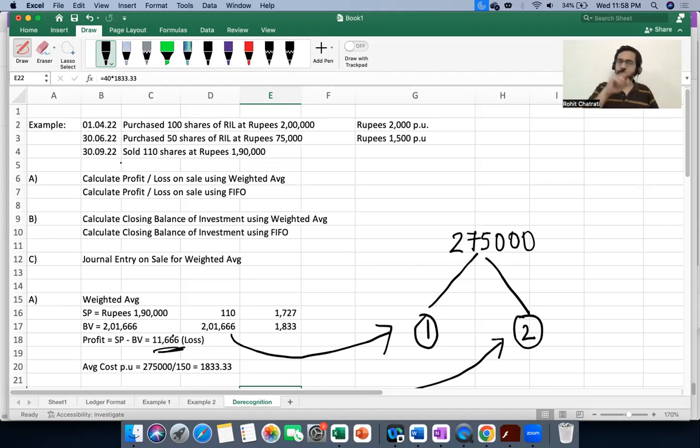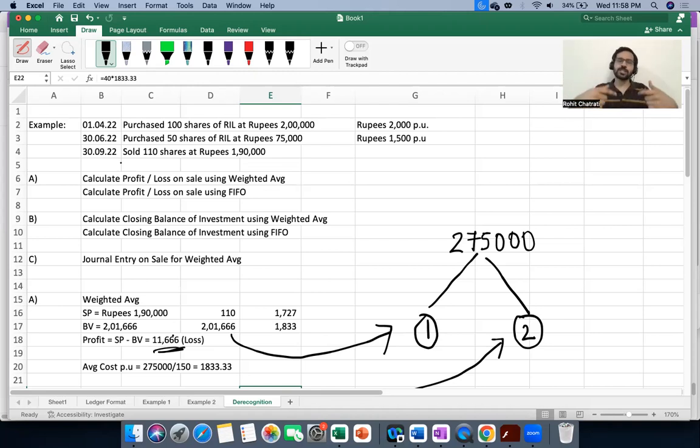On a totality basis, the sum total of the journal: investments was credited by 1,90,000 and investments was credited again by 11,666. Therefore, it was credited by 2,01,666. All right. So ultimately, what you credited your investment account is to the tune of the carrying amount of the investment sold. The cost of the investment sold is what you have actually credited the investment with. You've credited the investment ledger account finally on a totality basis to the extent of its carrying amount, or its cost of investments that you have sold.